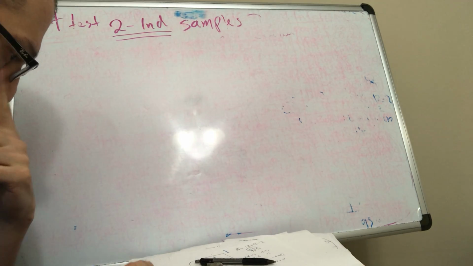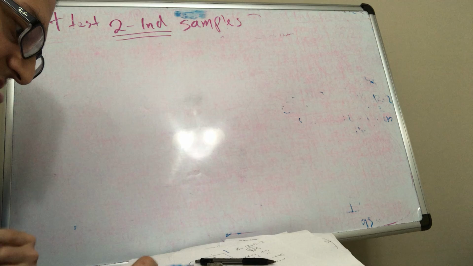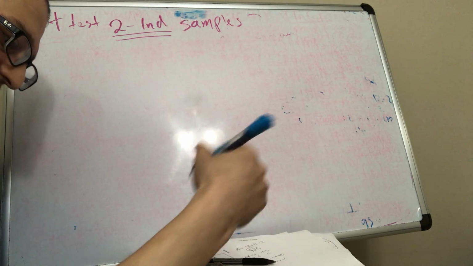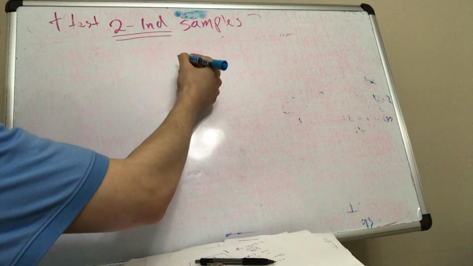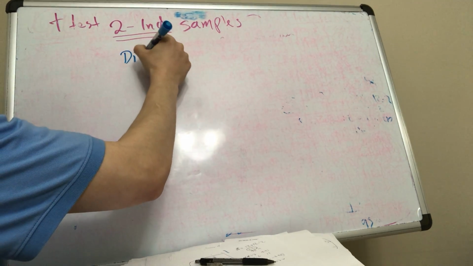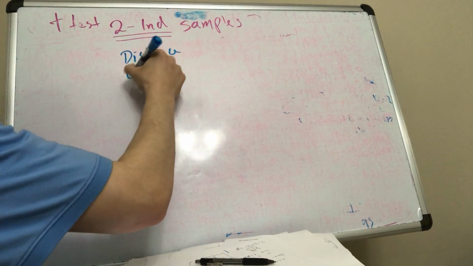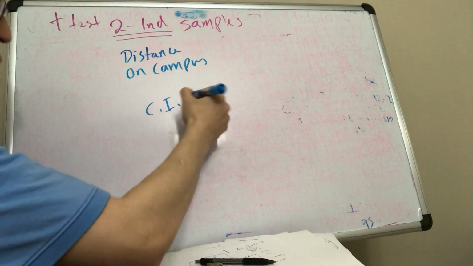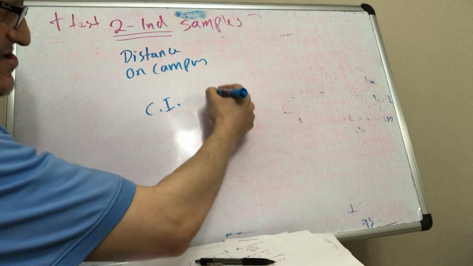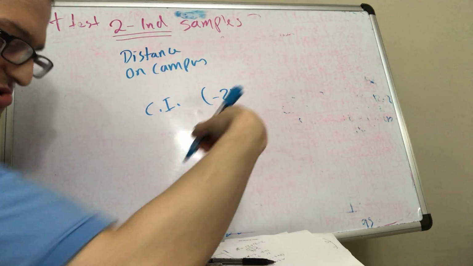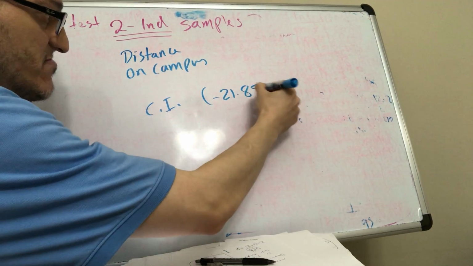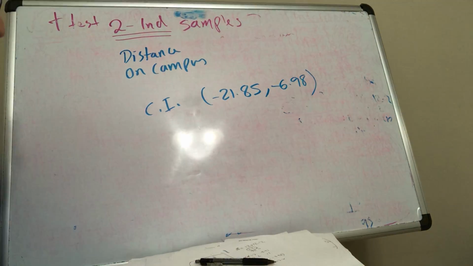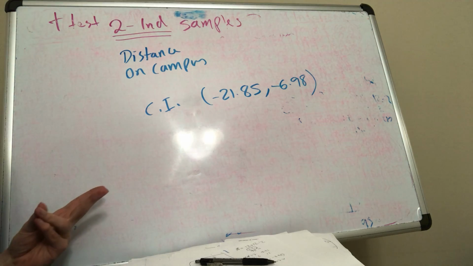It's referring to the same question. Are the two groups different? So the distance and the on-campus, are they different or not, according to the confidence interval? The confidence interval, when we calculate, or the one given in Minitab, was between these two numbers. So does this mean that they're different or not?